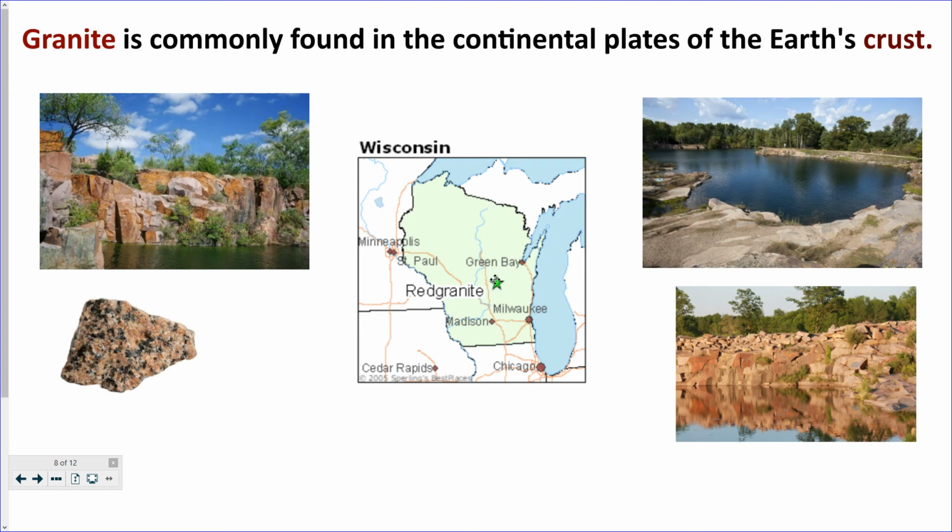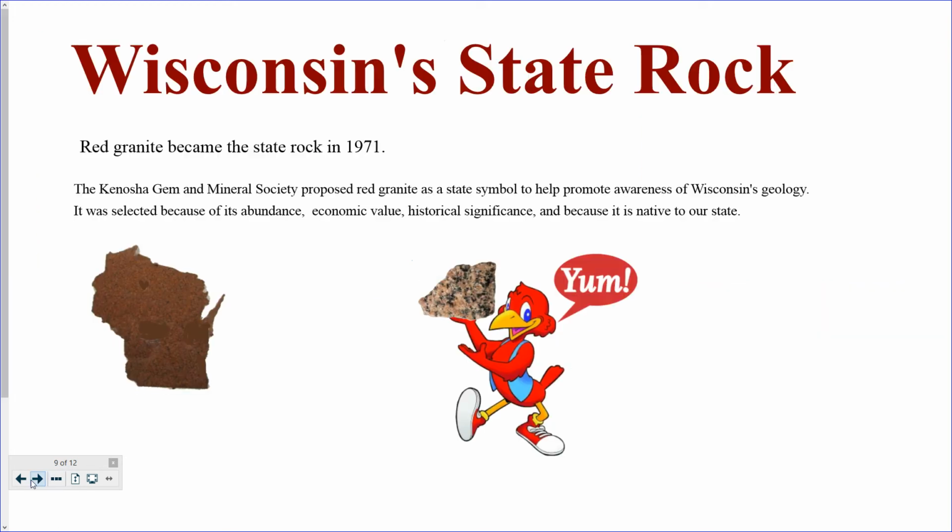It's right between Milwaukee and Green Bay, just a little bit southwest of Green Bay. It's very pretty because all the rock around that whole quarry is red granite, and that's the name of the city. It's also famous for us because in 1971 it became our state rock. The Kenosha Gem and Mineral Society proposed red granite as our state rock to help promote Wisconsin geology. Red granite is abundant. We have a lot of it.